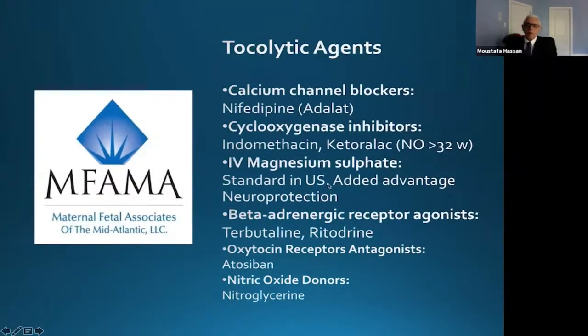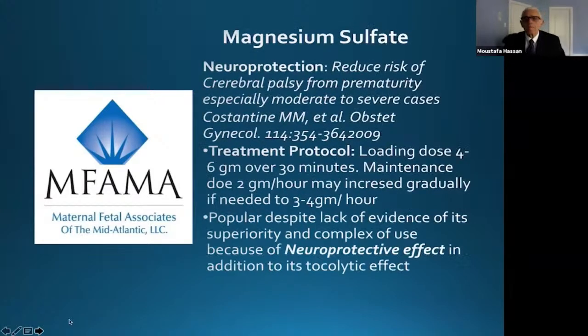These are your famous tocolytic agents. Calcium channel blocker, nifedipine, I believe in Egypt it's Adalat, cyclooxygenase inhibitors, indomethacin and ketorolac, IV magnesium sulfate, beta-adrenergic receptor agonists like terbutaline and ritodrine. We do not use the oxytocin receptor antagonist in the US. I know that maybe some of you are using it, especially I heard that in some of the Gulf countries it's available, or the nitric oxide. It has not been FDA approved, so beyond research it is not advised to be used in the US.